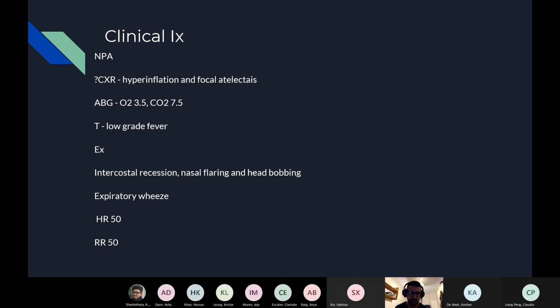You wouldn't do a chest X-ray normally, but I'm just doing it to add to it. The ABG is this: O2 is 3.5, CO2 is 7.5. They have a low-grade fever. On examination, they have signs of respiratory distress: intercostal recession, nasal flaring, and head bobbing. Then respiratory wheeze. The heart rate is 50, and the respiratory rate is 50.